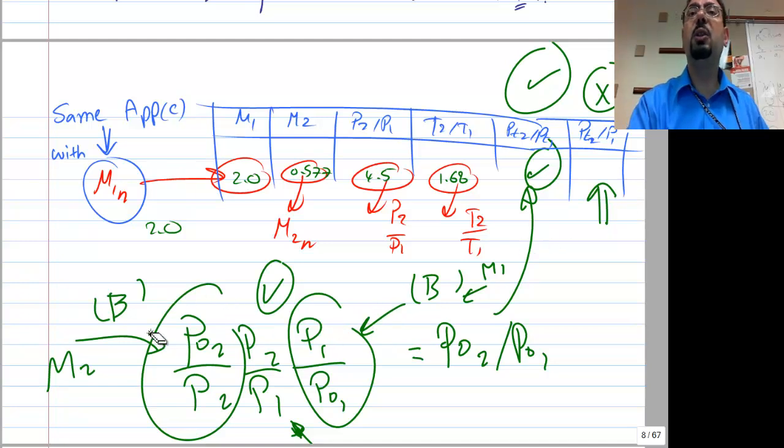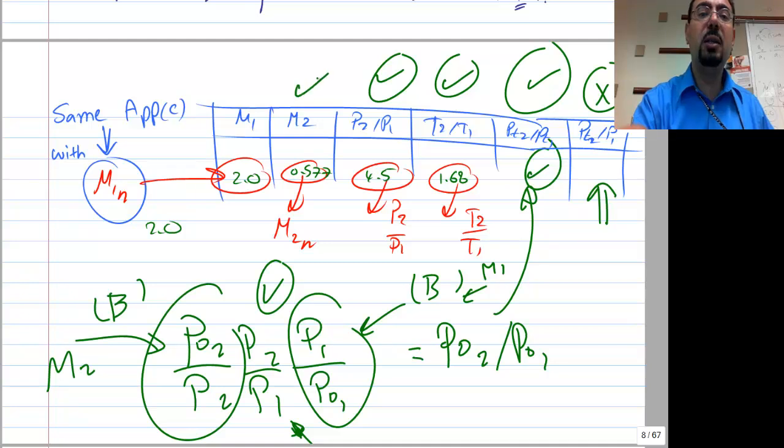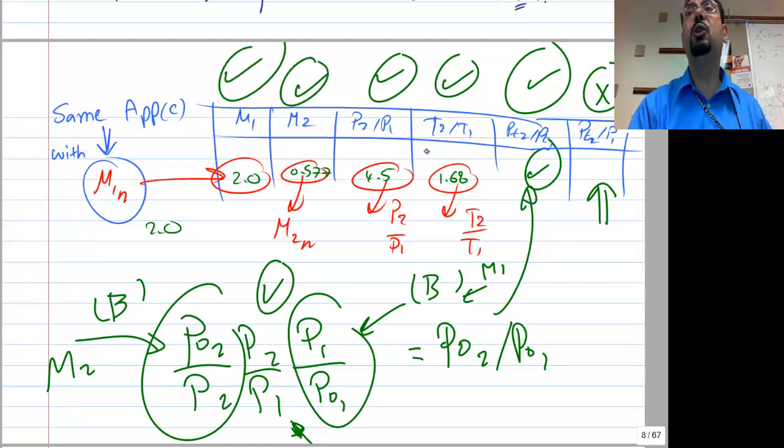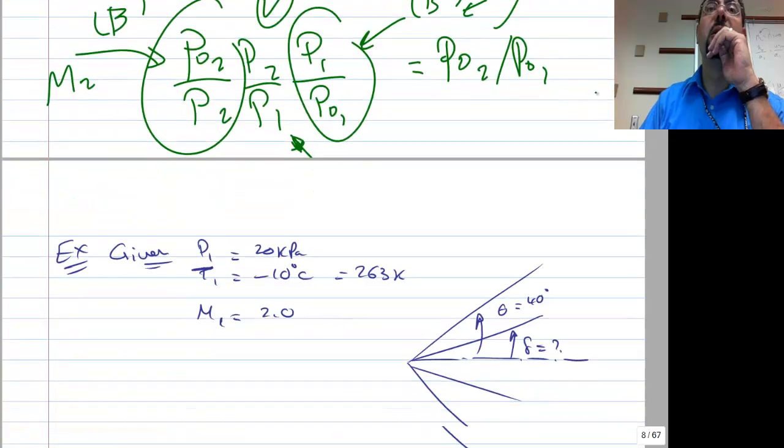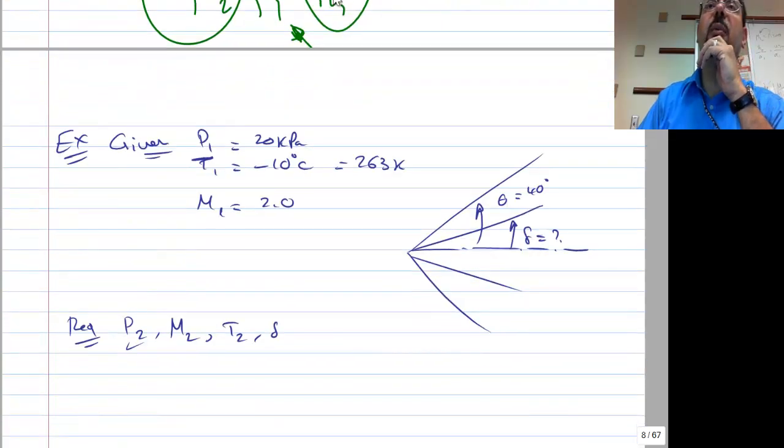Why? Because it will involve only one mistake. Only one mistake, it will not fix itself. It will only involve those two guys. So does this make sense? So for an oblique shock wave, you can use all those guys. Again, if you use the right M1 normal, M2 normal, and you will not be able to use the last one. Okay, questions?